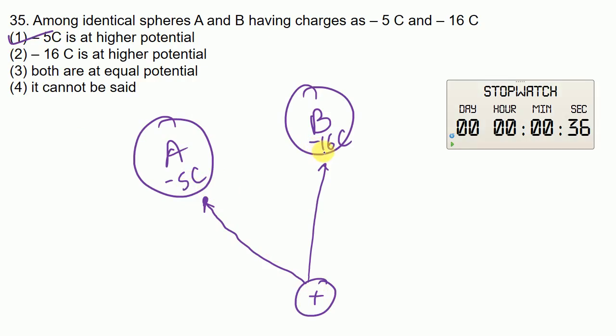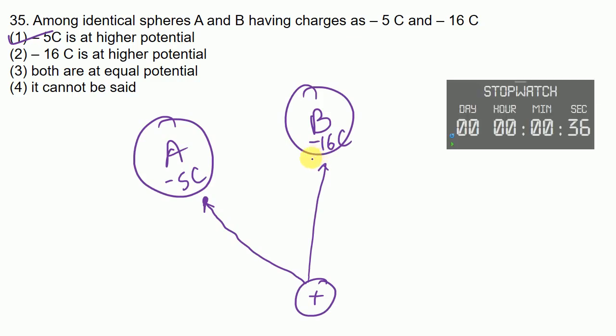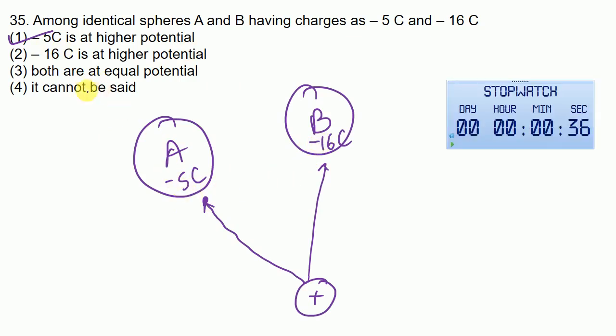We know that opposites attract, but as the magnitude increases, minus 16, it is 16 but negative, a minus charge of 16. So obviously higher potential is minus 5 coulomb. Clear? Because the amount of work done will be more than this. So minus 5 coulomb is at higher potential.